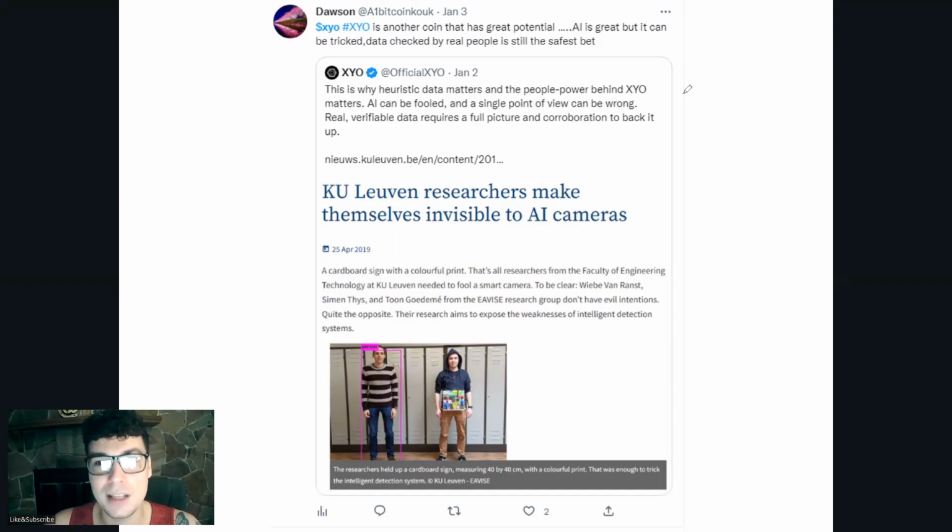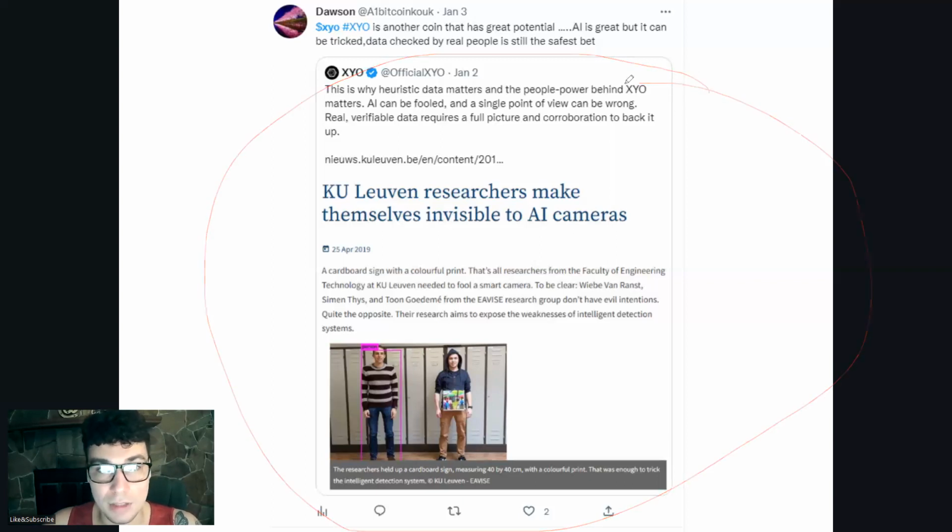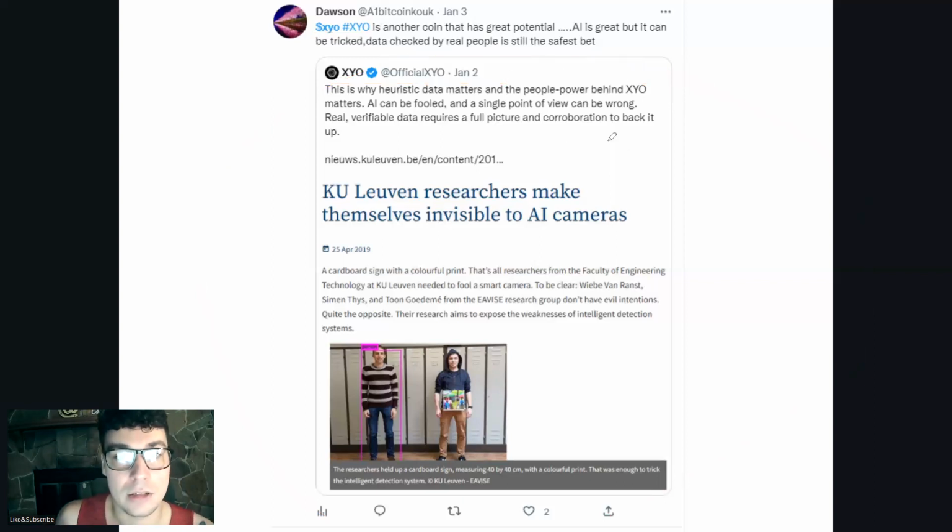There's tons of movies and theories about how AI is going to take over the world and try to take over mankind. So as great as AI is, there's a lot of people who are against AI and skeptical of AI. So this article right here really could have just brought a lot of attention to XYO, as they were the ones who actually started putting out all of this data on it. So that's something that I'm really looking at right now.